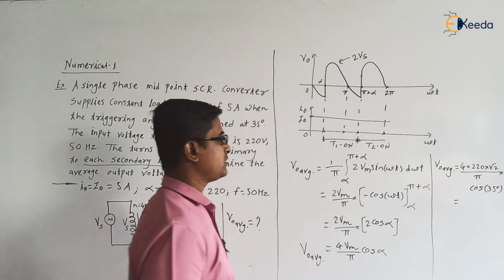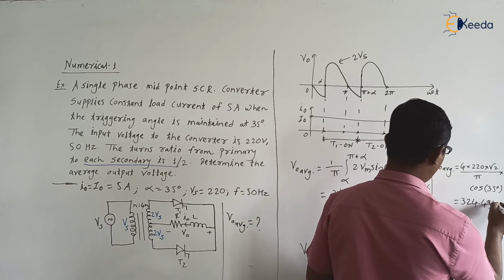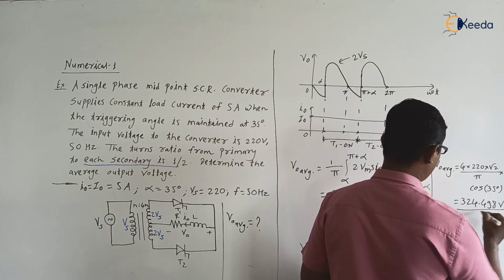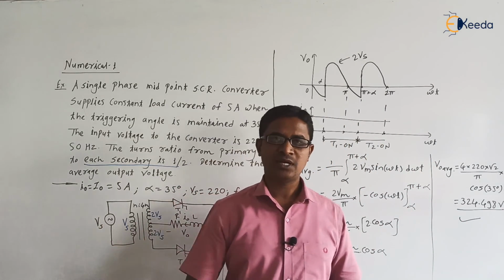That gives 324.498 volt. This is the V0 average, that is the final answer. It is approximately 324.5 volt. Are you getting the point, right?